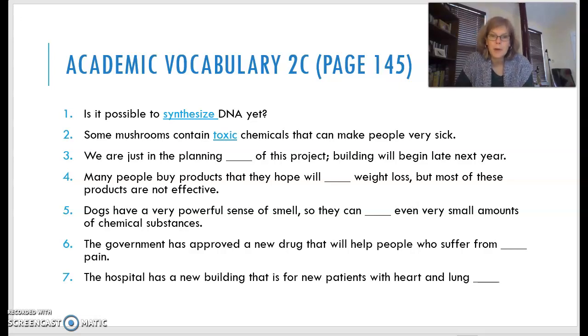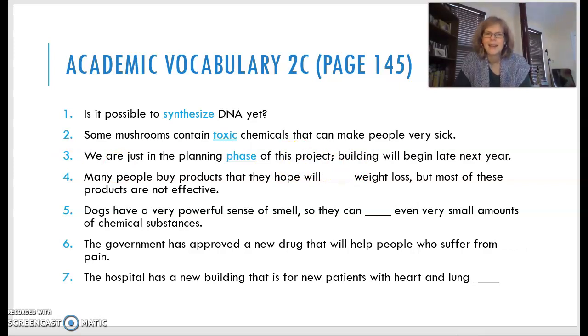Let's keep going. Number 3, we're just in the planning blank of this project. And that is going to need a noun, right? The planning stage, a noun that would work. Talking about a project, talking about all the different parts. If you chose phase, that's a good answer. That means stage or phase or step of this project. So I agree with you.